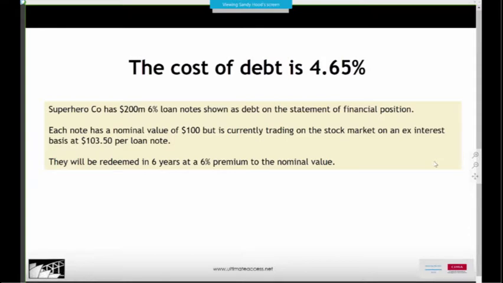Superhero has 200 million of 6% loan notes, shown as debt on the statement of financial position, and each note has a nominal value of 100, trading at 103.50. It makes the question a little bit easier, the fact that I've said that this is ex interest. So the trading at 103.50 is after they've paid their interest, and they're going to be redeemed.